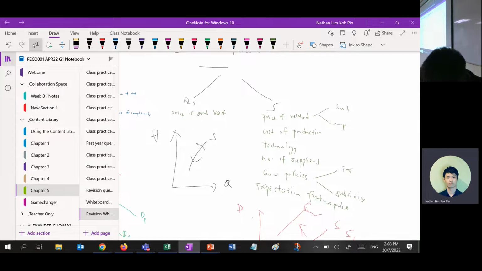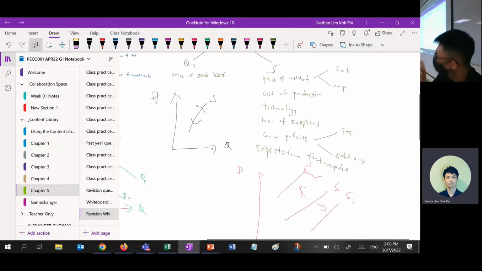Quantity supply is also based on one factor only, which is the price of the good itself. The diagram for it is a movement along the supply curve. The factors that affect supply, some are like demand, some are not like demand.